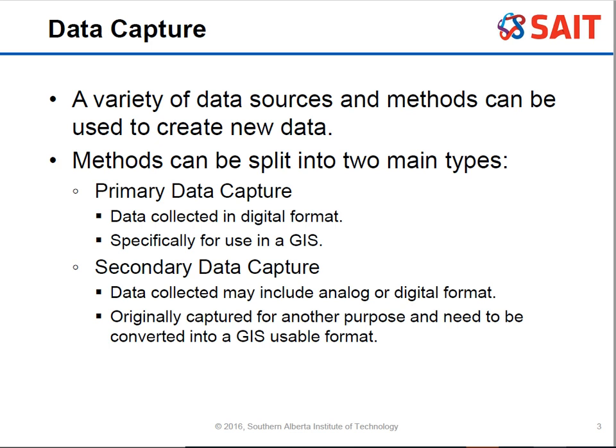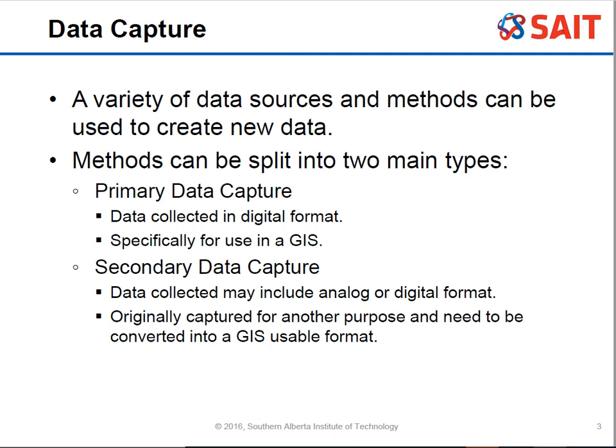Because of the different types of files and the different types of data, we have to use different ways to be able to get that data. So there are two main types of data collection. The first one is primary data capture, which is where you go out and actually collect it in some sort of digital format. It's specific for you, specifically for use in a GIS, but it doesn't necessarily have to be, because it can be from other methods as well.